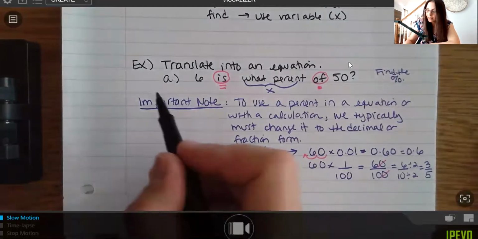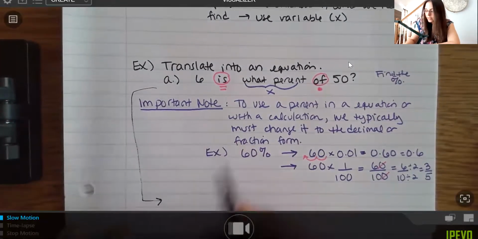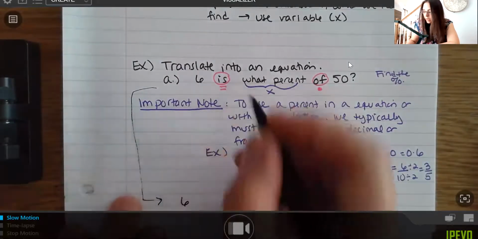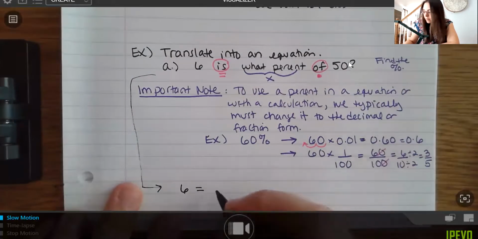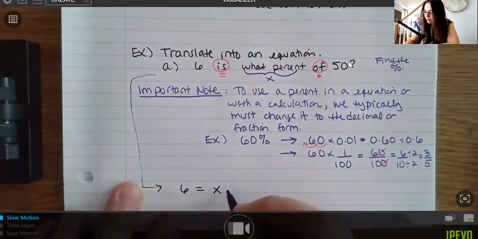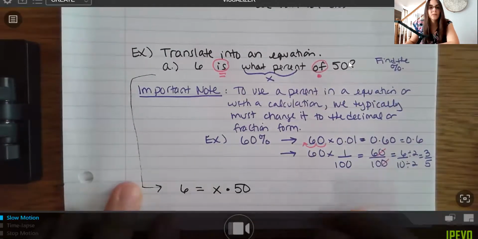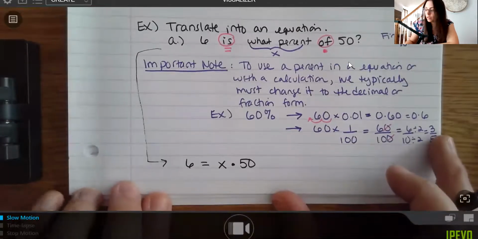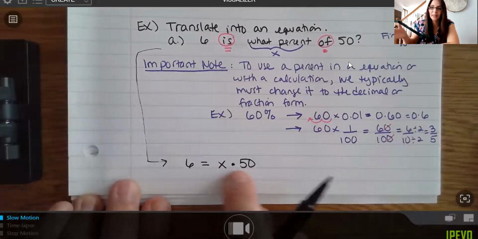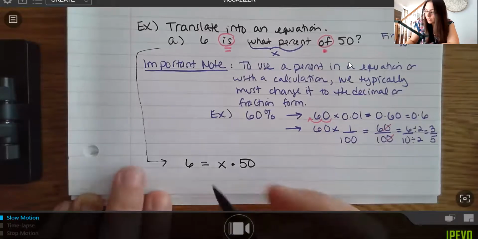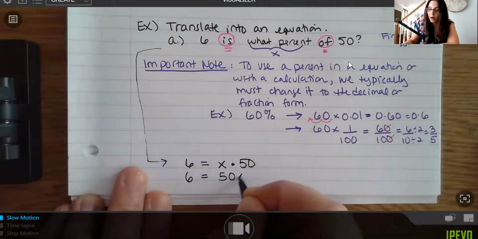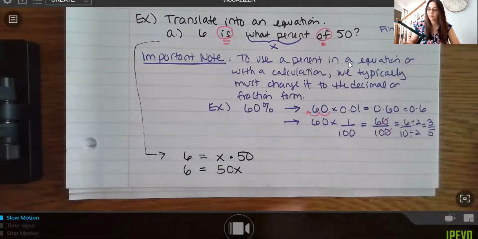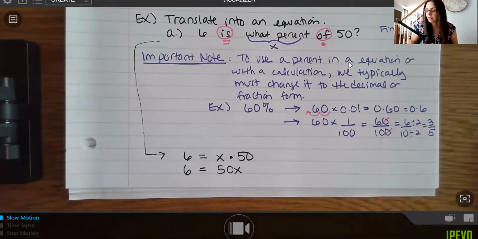So let's go ahead and set this up then. So I have 6, is means equals. Now what percent? I don't know the percent, so I'm going to use an X there. Of means multiply, and then 50. So technically that's our setup. Now, usually if we're multiplying a variable to a number, we like to put the number first, just a little bit easier to read and work with. So I'm going to switch that order there, and I can do that because of the commutative property. And I'm going to write this as 6 equals 50x. But actually both of these would be correct. It doesn't matter.